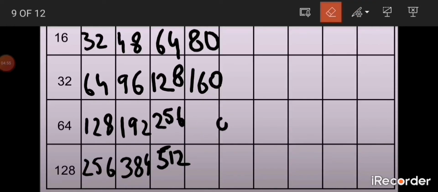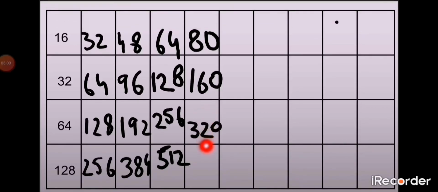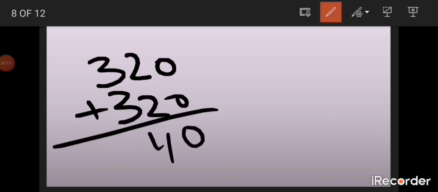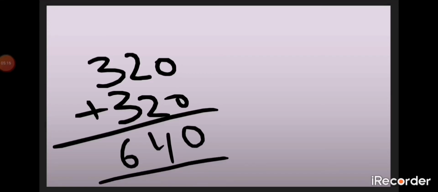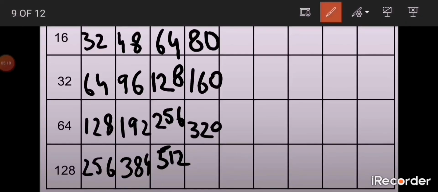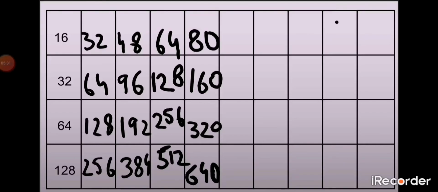Let me write it neatly. Done. Now under the 320 box, we will double the 320. So again we use rough work, 320 plus 320. Now add them, 2 plus 2, 4, 3 plus 3, 6. So double of 320 is 640. Let me write it neatly. I have not much space, but you have space. You should write very neatly.